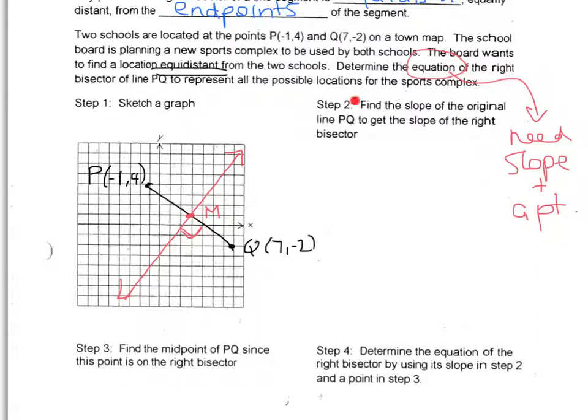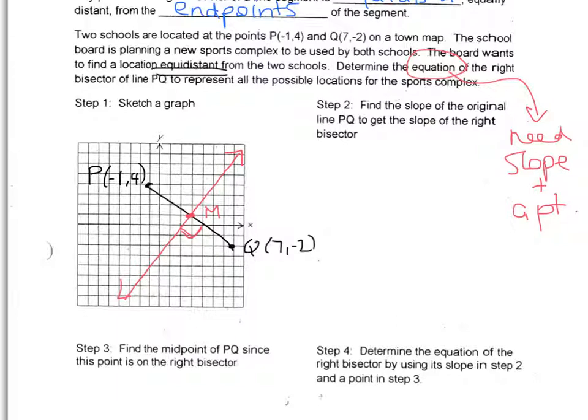Now on this page, the midpoint comes after the slope. Step 3 was the midpoint and step 2 was the slope, but it doesn't matter what order you do it in. When you're figuring out the slope of this perpendicular bisector, you know that it is meeting that line segment PQ at a right angle. So it should have a slope that's perpendicular to the slope of PQ. So the first step is finding the slope of the original line to get the perpendicular slope.